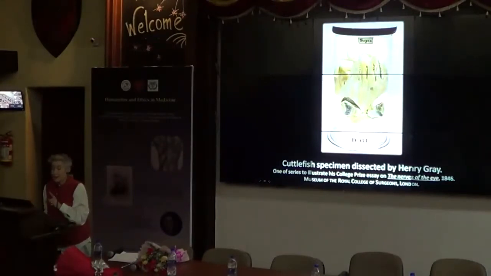But there is a specimen surviving from Gray's actual dissections. This is a cuttlefish. He did a prize-winning essay on the nerves of the eye in 1846, and this specimen survives to this day in the Royal College of Surgeons in London. And that's amazing, because the Royal College of Surgeons Museum took a direct hit with a bomb in the Second World War in the Blitz. So we're very lucky that this glass bottle with its contents survives today.